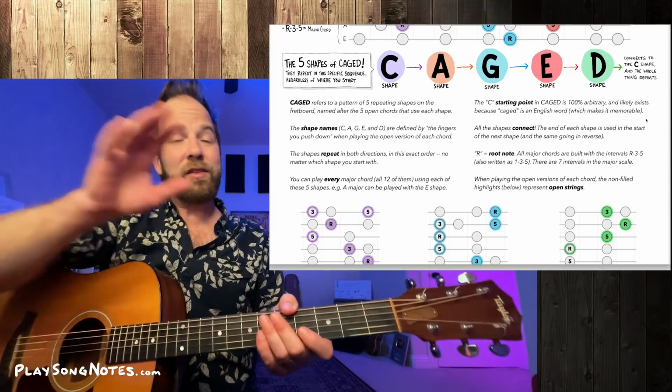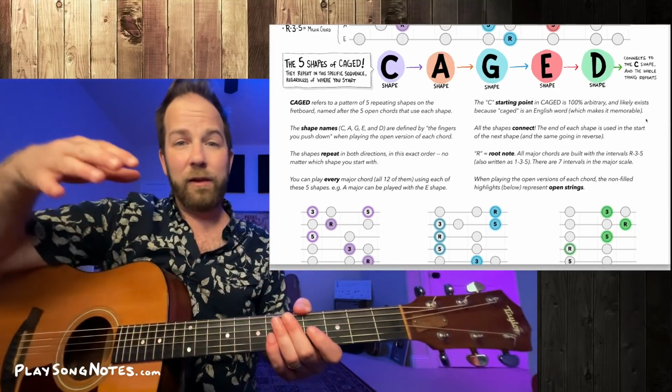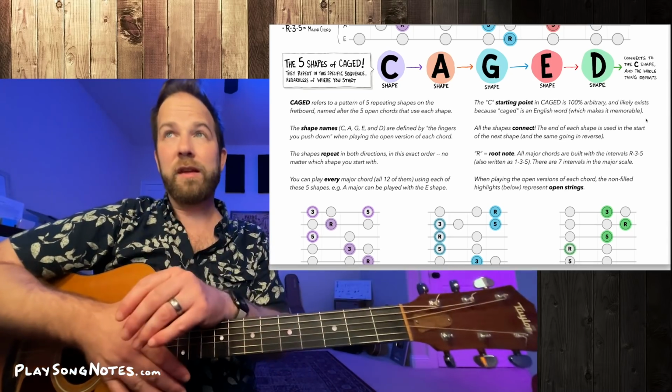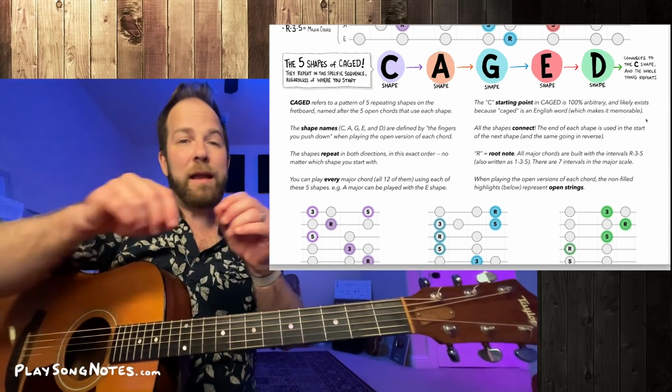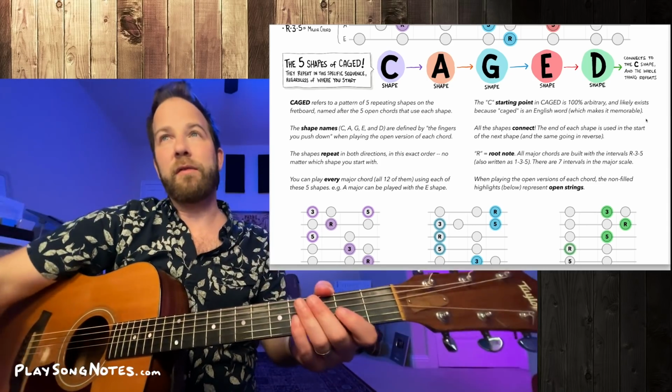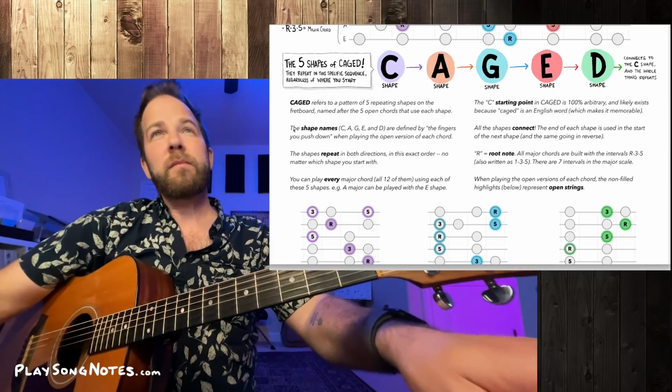So C is not special. It's not better than A or G or D or any of these other chords. It just happens to be the starting point in this version. And the thing is, they repeat. After you go to D, it repeats back to C, and it's a cycle that never ends, okay? I already talked about this.